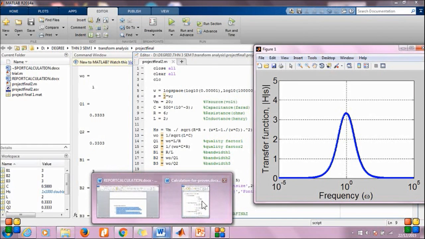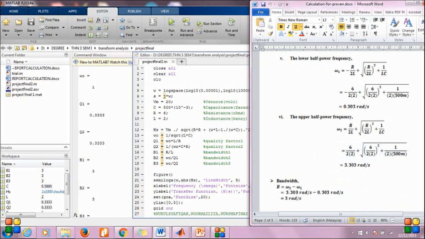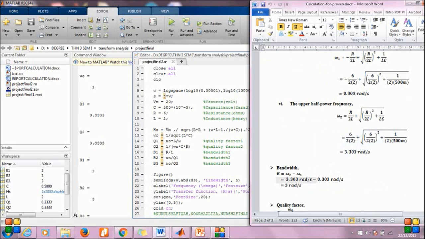Then, we compare the result obtained by MATLAB with the manual calculation. We can see the value from MATLAB for omega node, the resonant frequency, we get 1, and by using manual calculation we get 1 radian per second. To get the bandwidth value, we must get omega 2 and omega 1, where omega 1 is the lower half power frequency and omega 2 is the upper half power frequency. Bandwidth is equal to omega 2 minus omega 1.